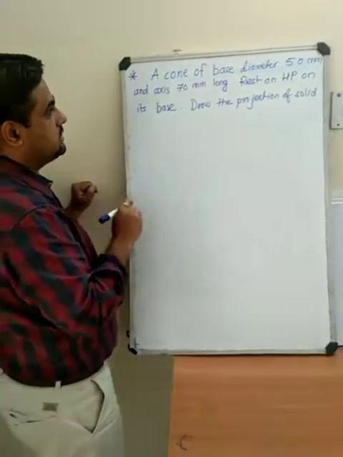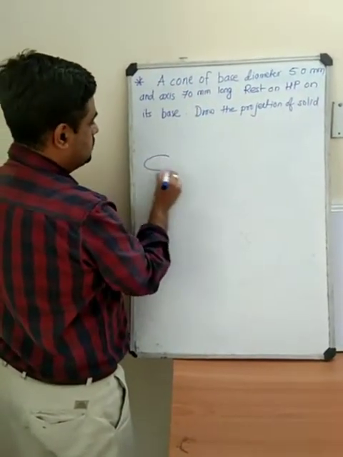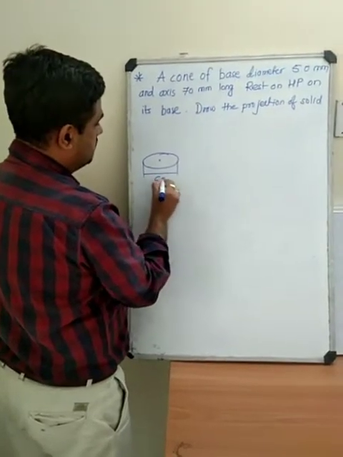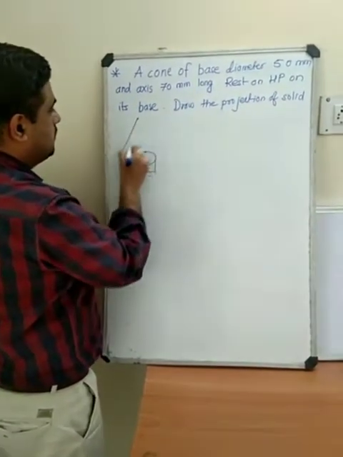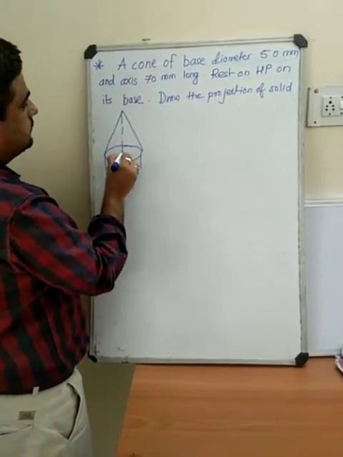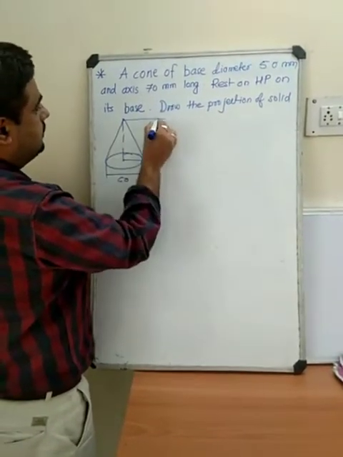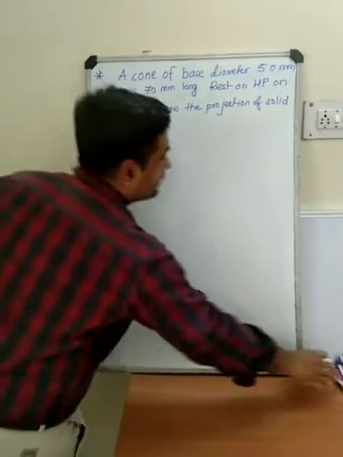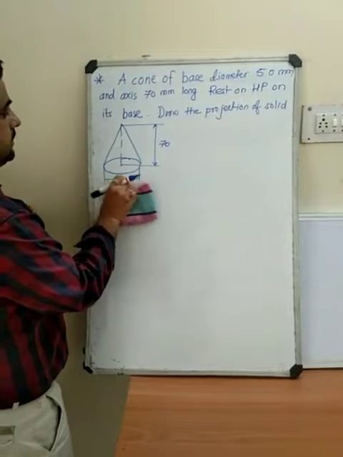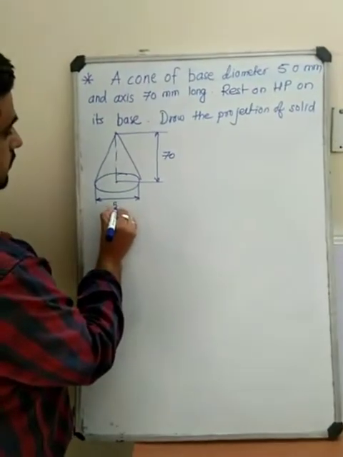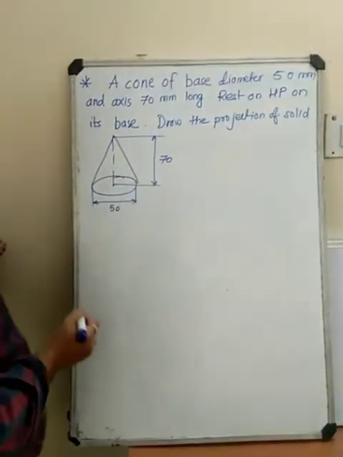First, you have to understand the solid. This is a cone. This is the base diameter of the cone, and this is the axis, and the height of the axis is 70 mm. The base diameter is 50 mm. The actual height is 70 mm.